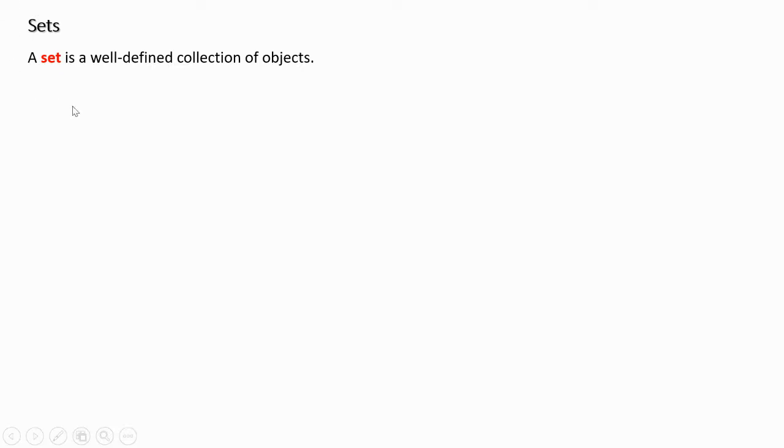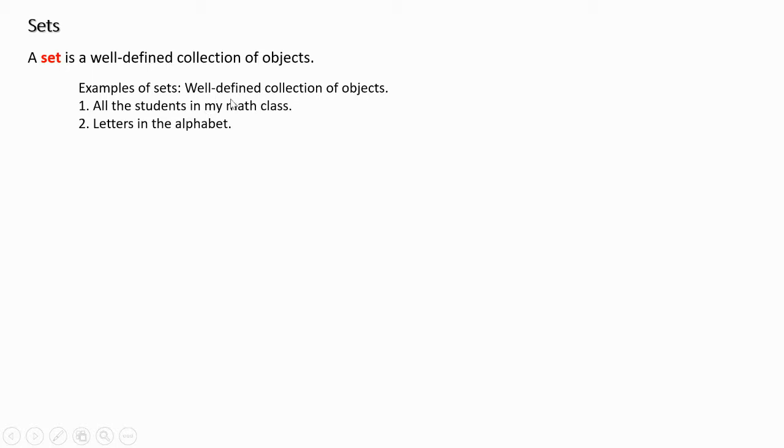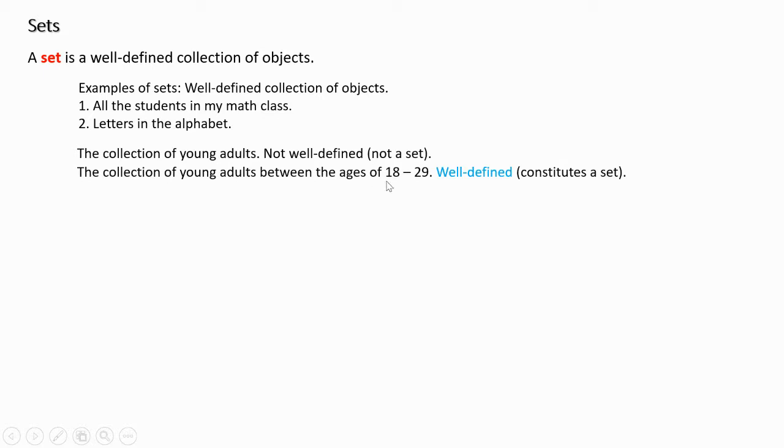Okay, for example, a set is a well-defined collection of objects. Examples of sets can be all the students in my math class, or letters in the alphabet. You see, these are well-defined objects. Let me give you an example of something that's not well-defined. For example, the collection of young adults is not well-defined because this is too broad. But if I add between the ages of 18 and 29, then it's well-defined. So the collection of young adults between the ages of 18 to 29, now it's well-defined.